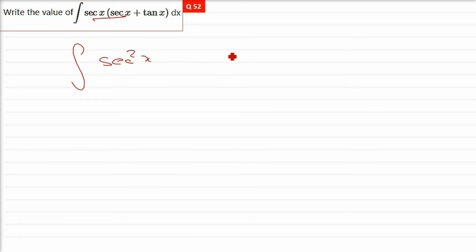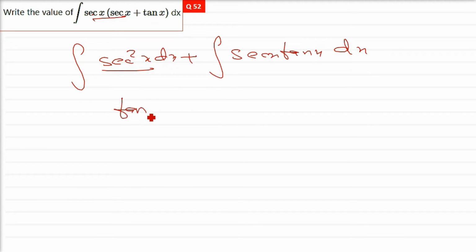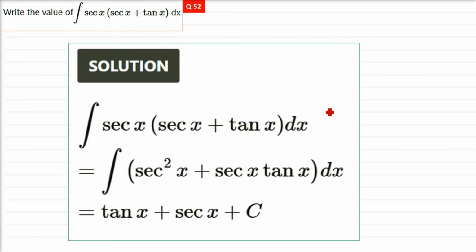So I'm multiplying sec x with sec x + tan x. The first will give you sec square x. The second will give you sec x tan x. Then you integrate these two. Sec square x will give tan x, and sec x tan x will give sec x only, plus a constant of integration. This is your integration. So we need to solve it exactly like what I am presenting here.